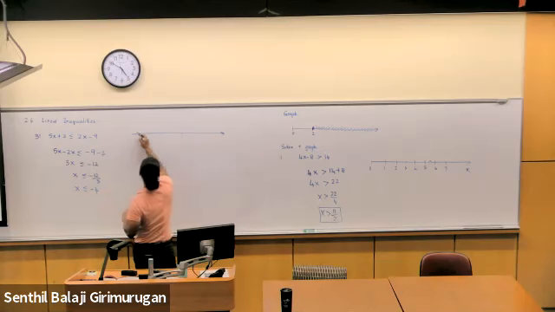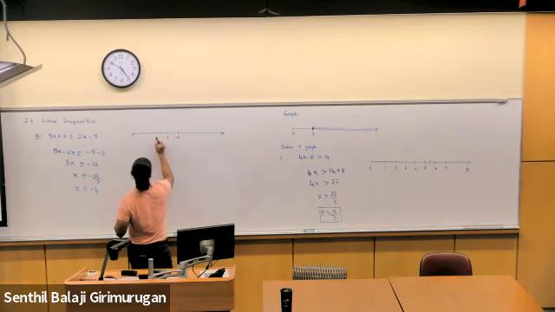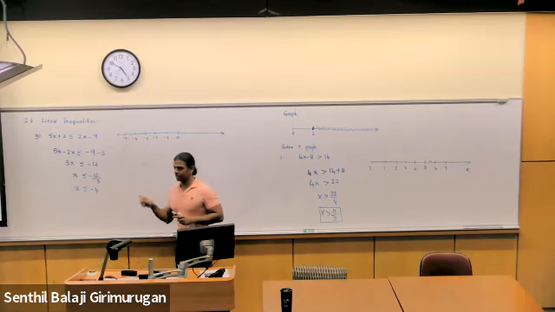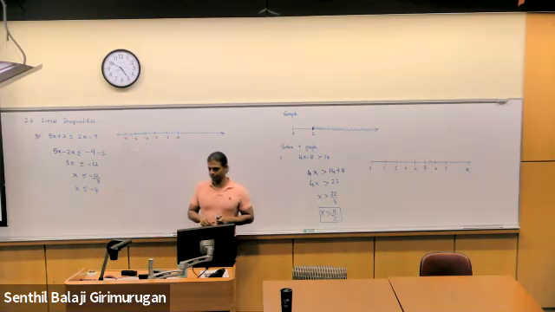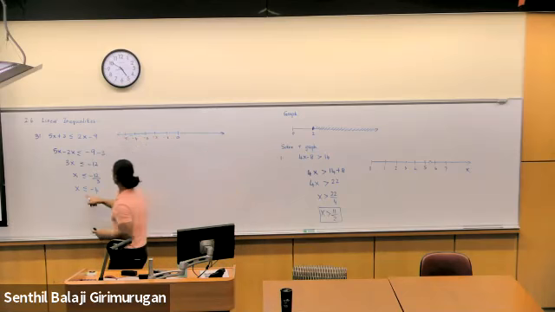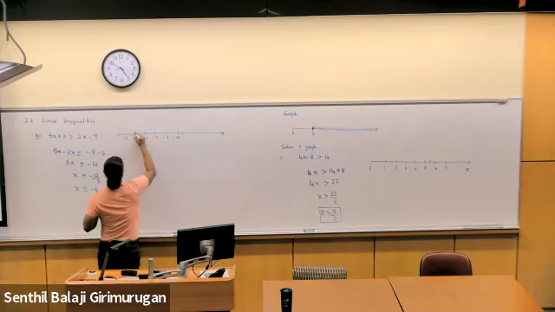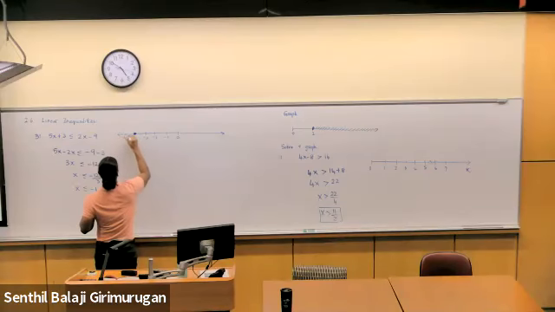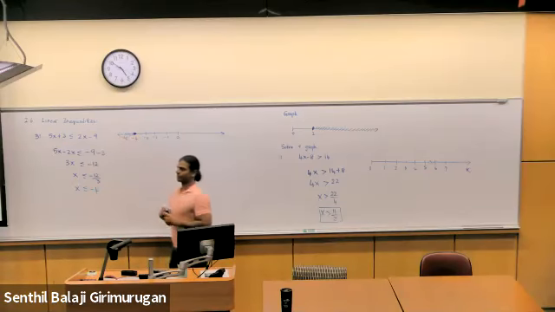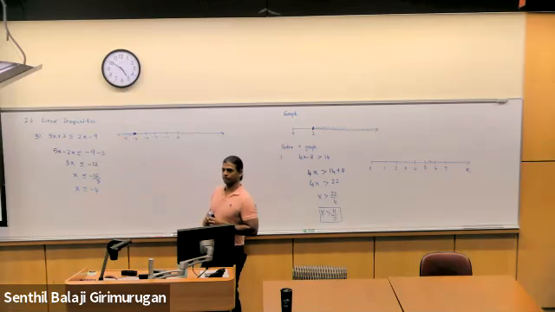Want to sketch 0. Should we put an open dot or closed dot? Closed, because there's an equal sign. And shade everything to the left. Good.